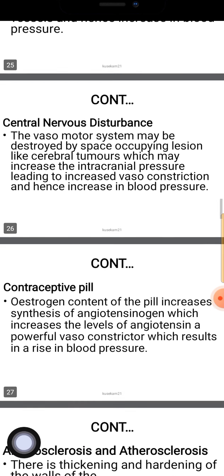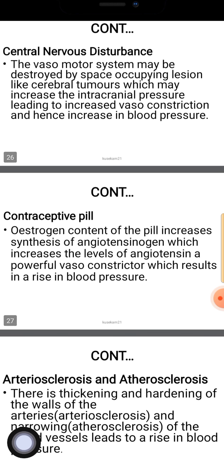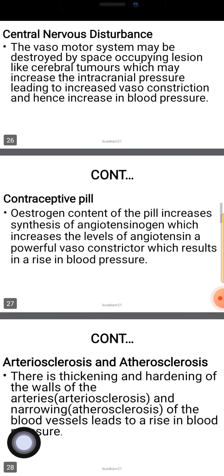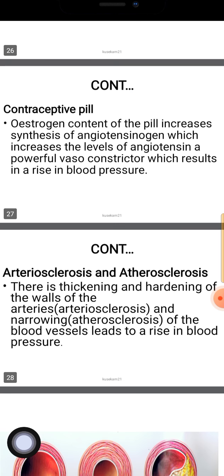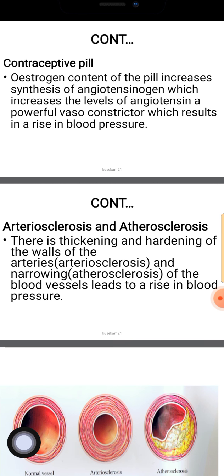Then the central nervous system. The vasomotor system may be destroyed by space occupying lesions like cerebral tumors, which may increase the intracranial pressure, leading to increased vasoconstriction and hence increase in blood pressure. Then contraceptive pills: the estrogen content of the pill increases synthesis of angiotensinogen, which increases the levels of angiotensin, a powerful vasoconstrictor, which results in raised blood pressure.